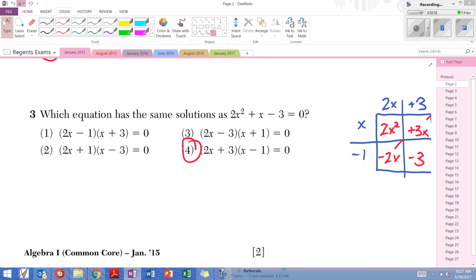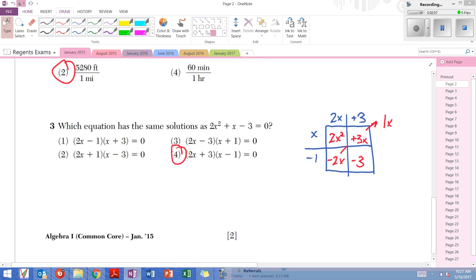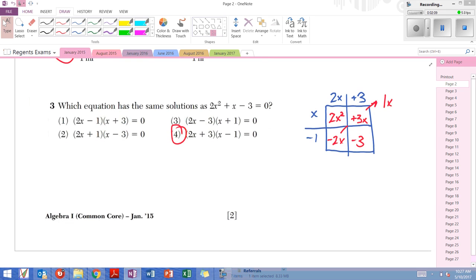Okay, number 3. Here is the equation. We wanted to figure out which one has the same solutions as the one that they gave us. So if you look at all your answer choices, it's factorable. We just need to figure out which one of those worked out to be the best.